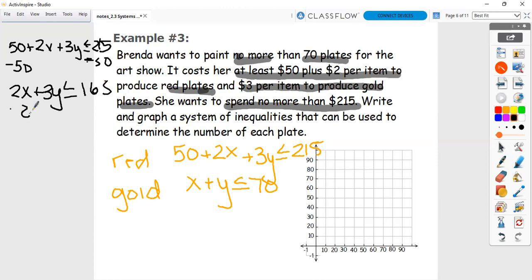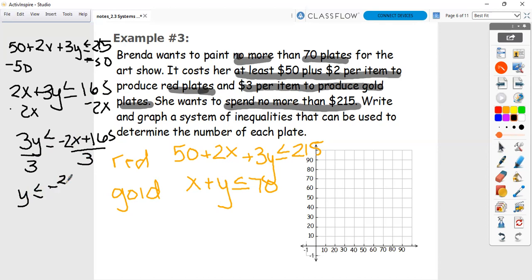$165. Then we're going to subtract 2x from each side. 3y is less than or equal to -2x plus 165. Then we're going to divide each side by 3. So y is less than or equal to -2/3x plus 165 divided by 3 is 55.